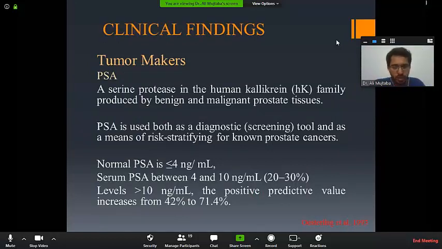PSA is produced by both benign and malignant prostate tissue. It is a serine protease, and prostate specific antigen is used both as a diagnostic tool as well as for monitoring. Normal PSA levels are less than 4 nanogram per ml. A PSA level between 4 and 10 carries around a 20 to 30% risk of cancer, and more than 10 nanogram per ml carries up to a 70% risk of cancer.